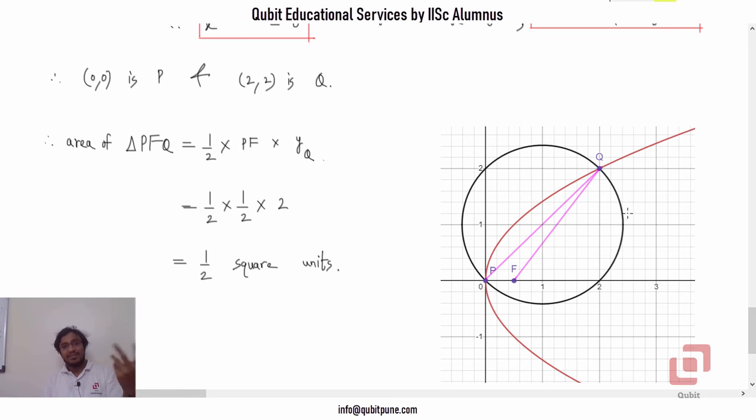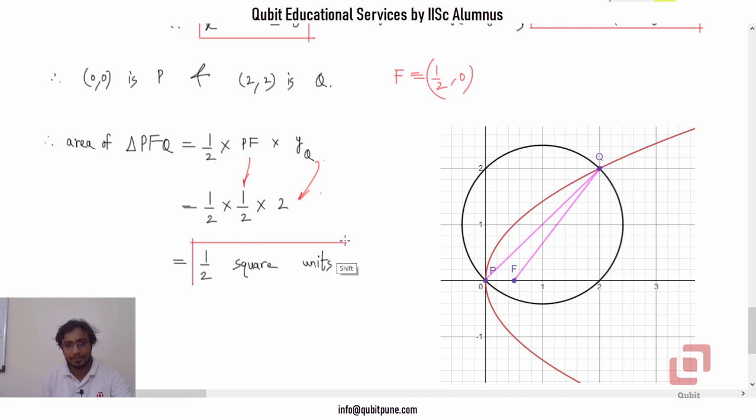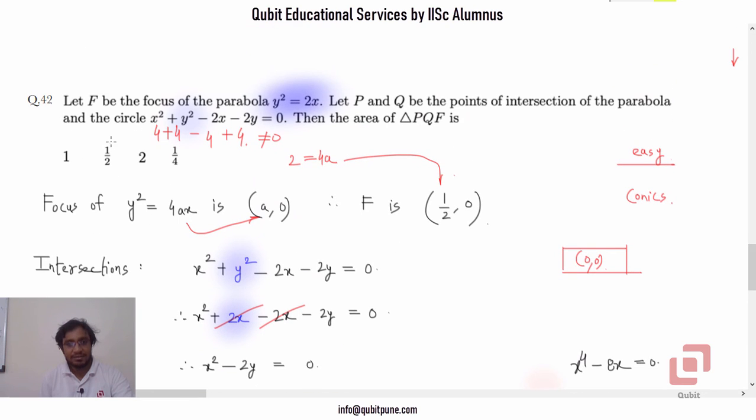So it's now easy to plot the points, because (0, 0) is P, (2, 2) is Q, and the focus is (1 by 2, 0). Okay, so it's here, 1 by 2. P is the origin, Q is this point, half base into height, simple. Area of triangle PFQ. Base is 1 by 2, PF. Height is the y coordinate of Q, which is 2. So the area is 1 upon 2 square units. Okay, 1 by 2 is there. So this is the right option.